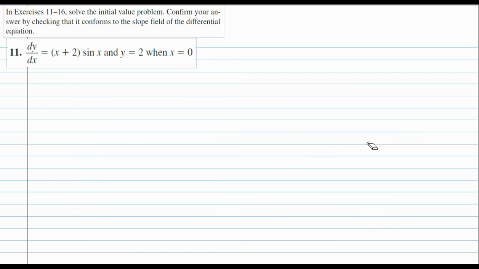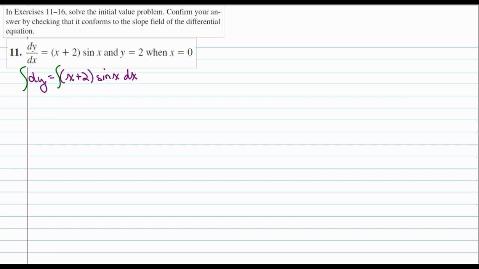Now try problem number 11. It says solve the initial value problem. Confirm your answer by checking that it conforms to the slope field of the differential equation. Alright, so we have dy/dx equals (x + 2) sine of x, and y equals 2 when x equals 0. So the differential dy equals (x + 2) sine of x dx.